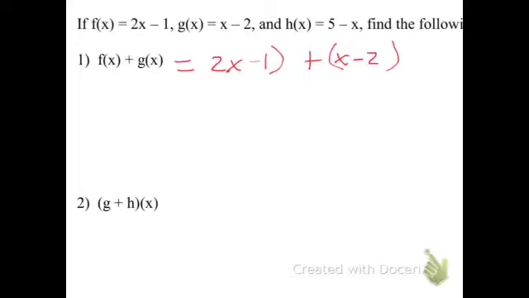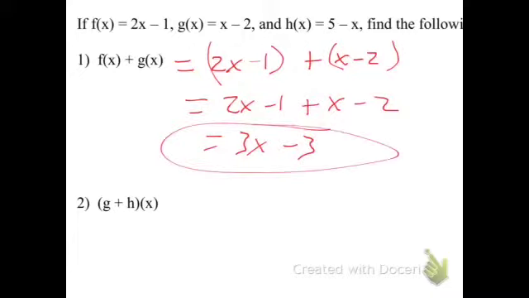Make sure you put them in parentheses in case there's some distribution that needs to be done. You'll see that a lot more later. But the parentheses don't really do anything right now, so we can get rid of them and just add things together. So we're going to have 2x minus 1 plus x minus 2. Combine like terms, so the x's combine to give you 3x, and the negative 1 and negative 2 combine to give you negative 3. And that's it.